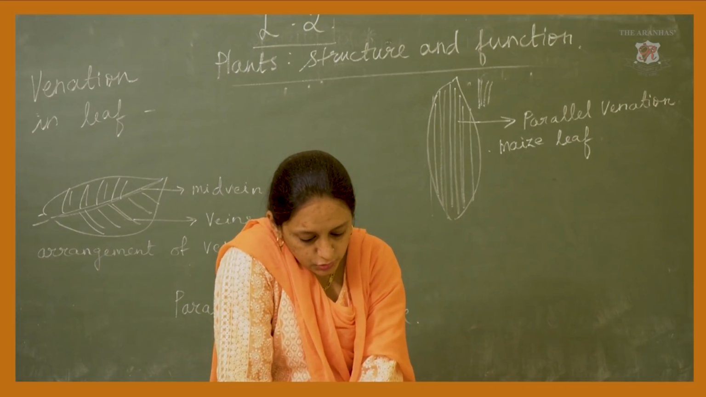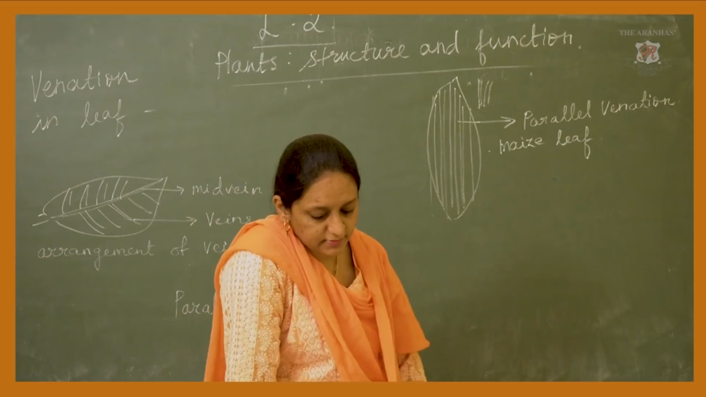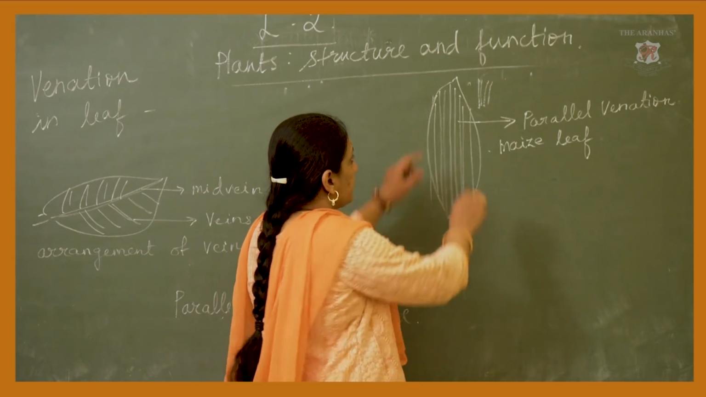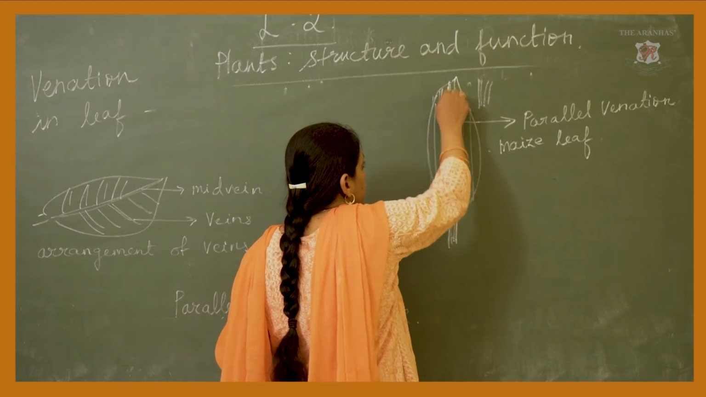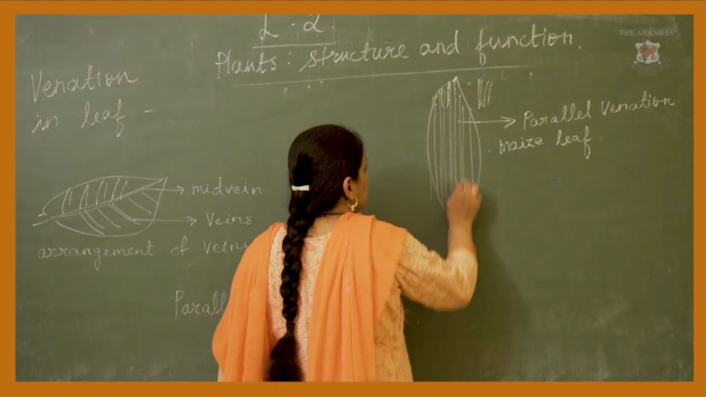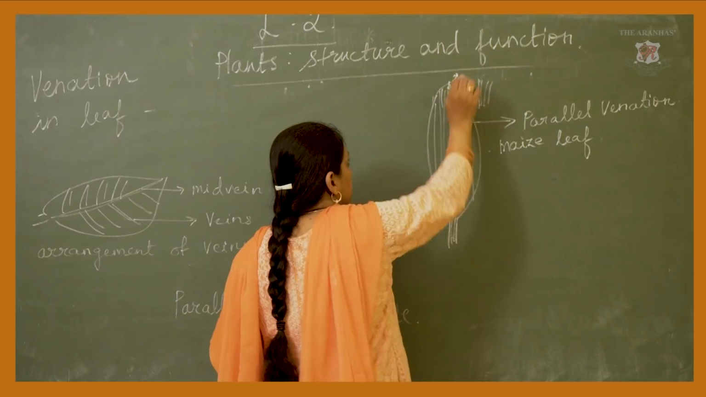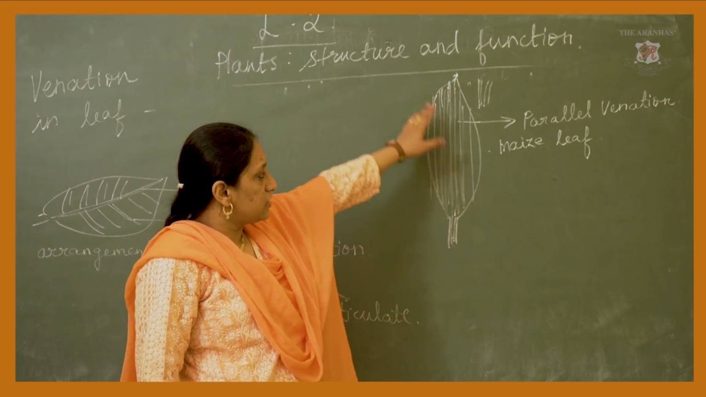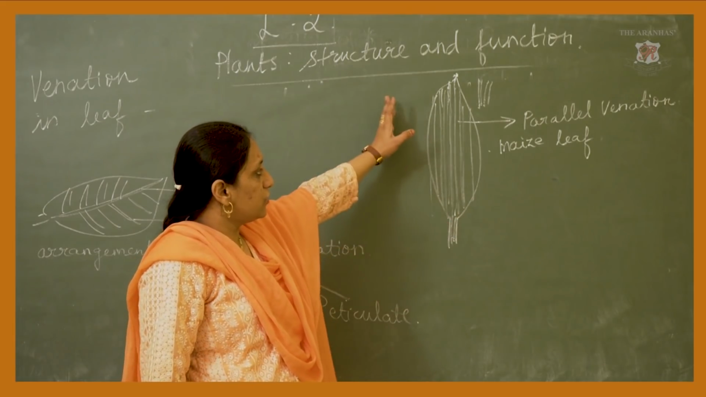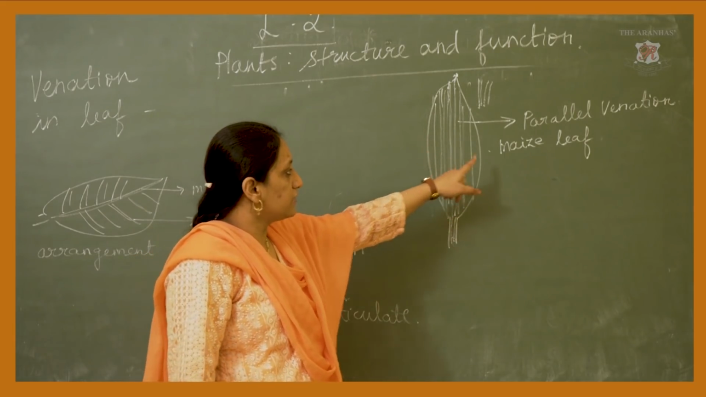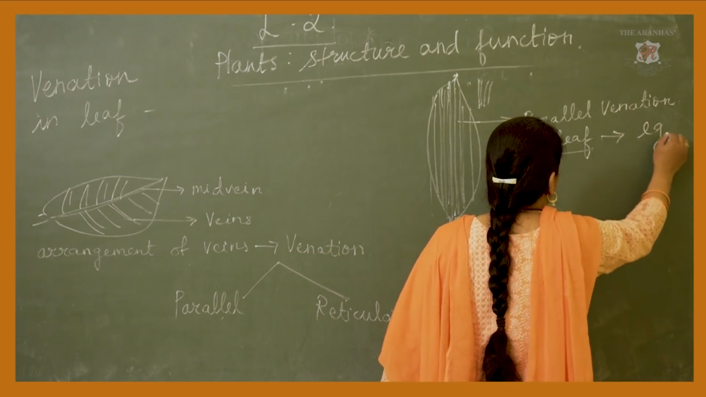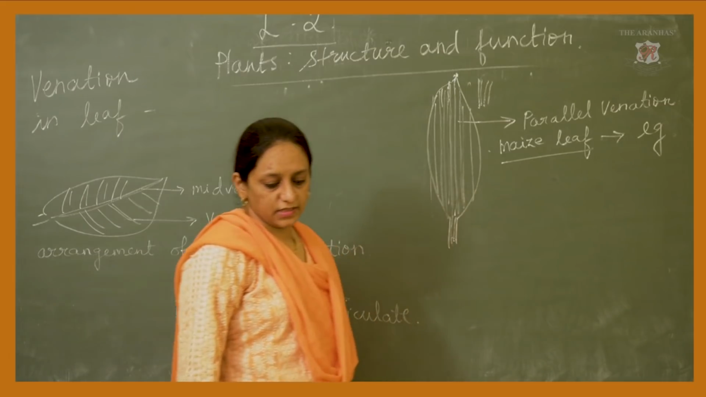The veins run parallel to each other. They start from the leaf base and they end at the leaf apex. They run parallel to each other. Starting from here, they run till the apex. This is the leaf apex, as everyone knows. That is called parallel venation when the veins run from the leaf base to the leaf apex in parallel form only. Example is the maize leaf. You can see this type of venation in maize leaf.